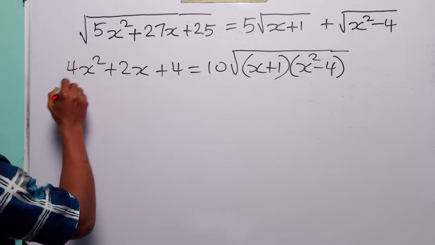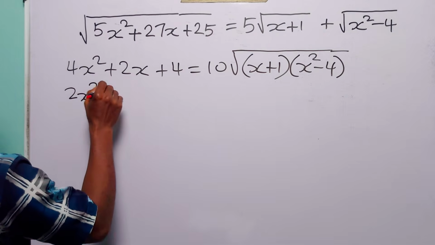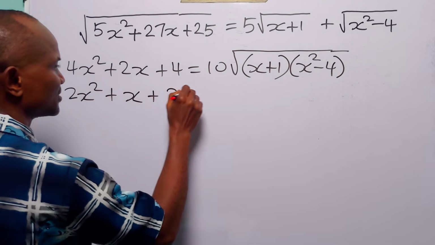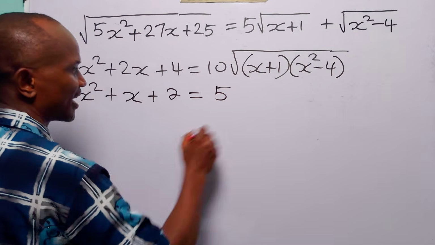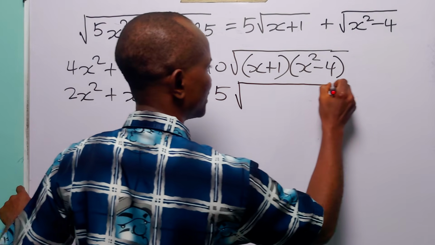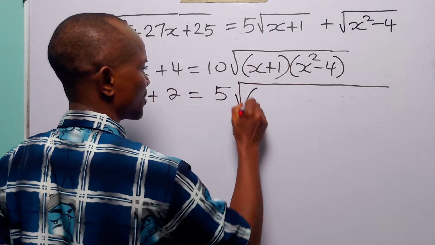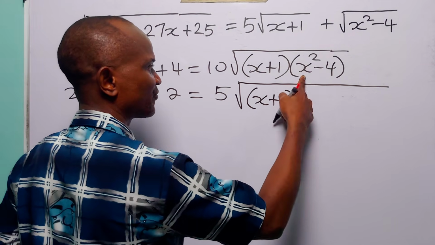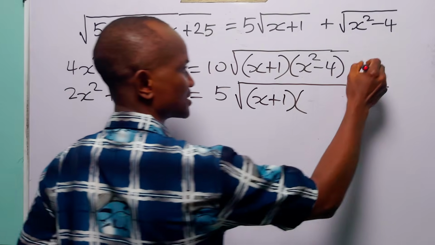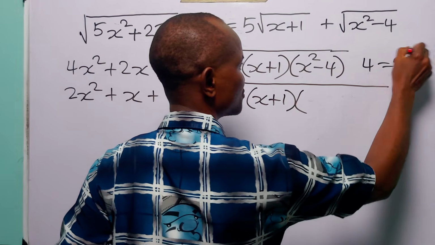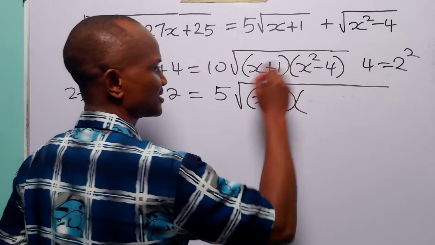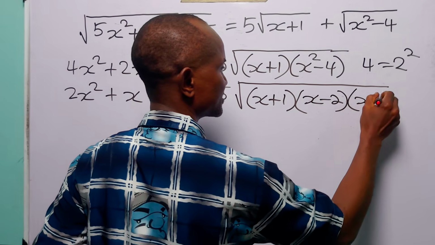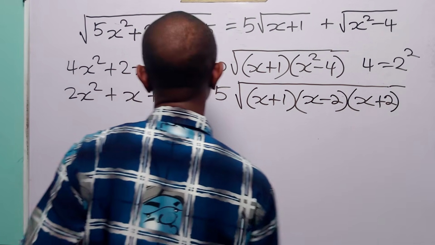4x squared over 2 is 2x squared. 2x over 2 is x. 4 over 2 is 2. 10 over 2 is 5. Then we have the square root of x plus 1 times, now here we have the difference of 2 squares because of course 4 is equal to 2 squared. So we can break this up into x minus 2 times x plus 2.